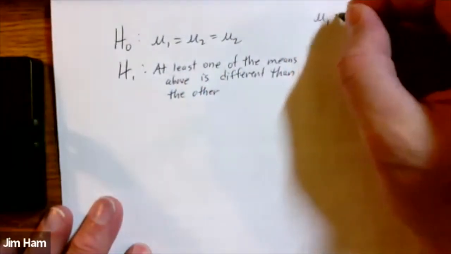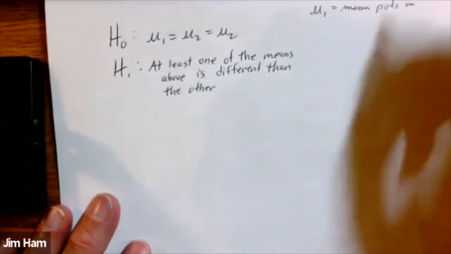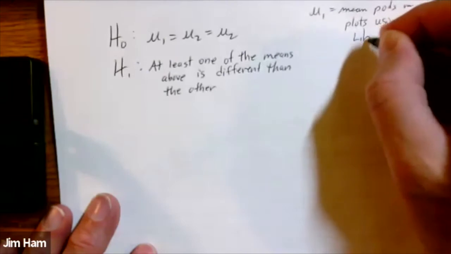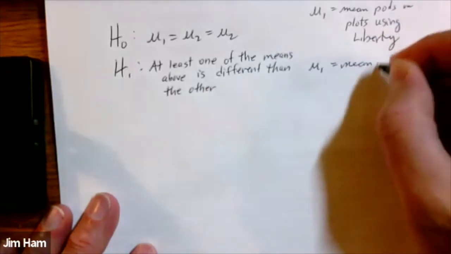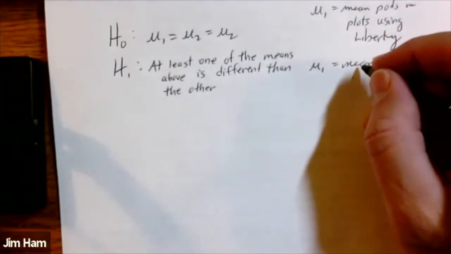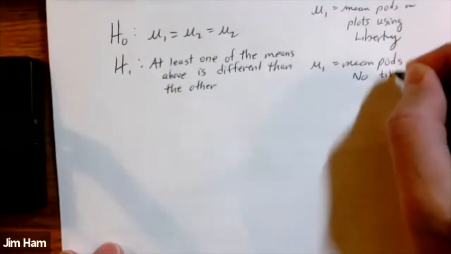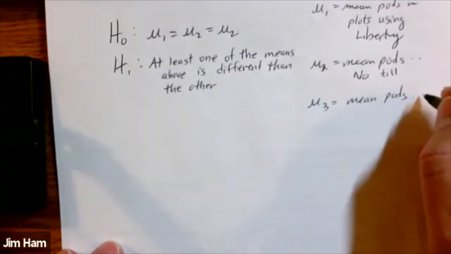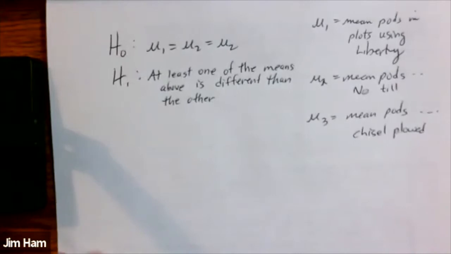All right, so mu1 is the mean pods in plots using Liberty, and mu2 would be the mean pods using the next one, the no-till, and mu3 is the mean pods using the chisel plowed. So just be sure that you define the different variables.